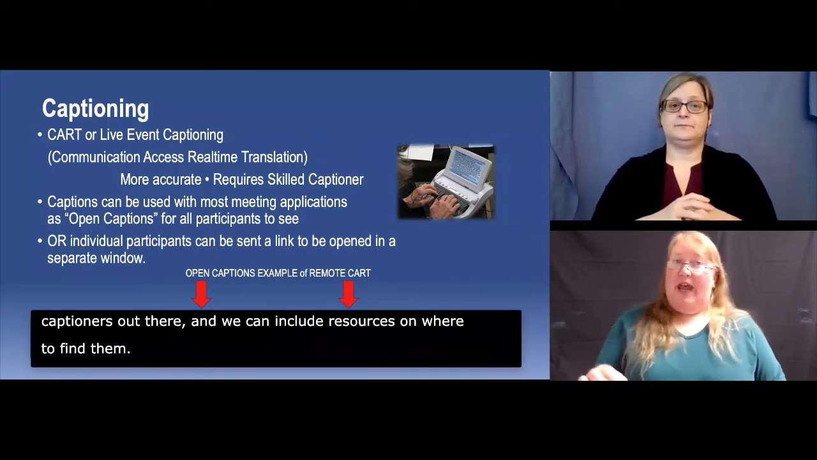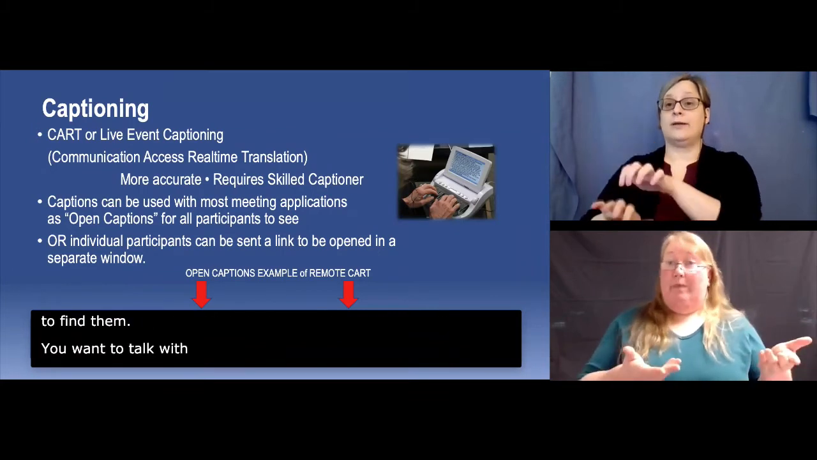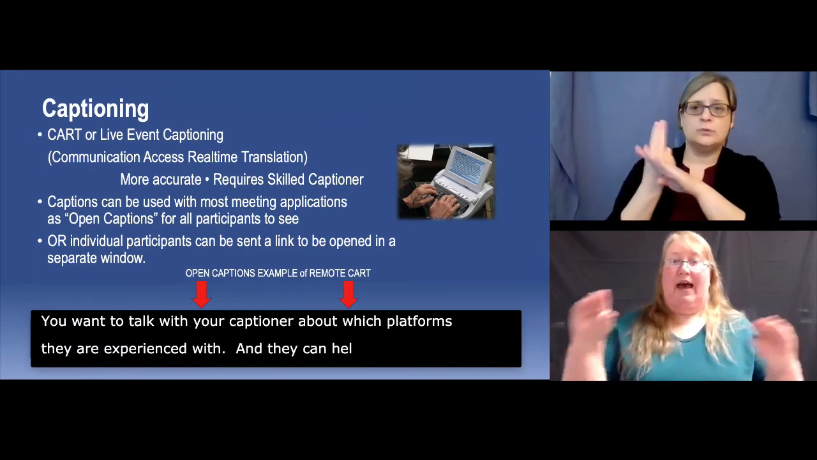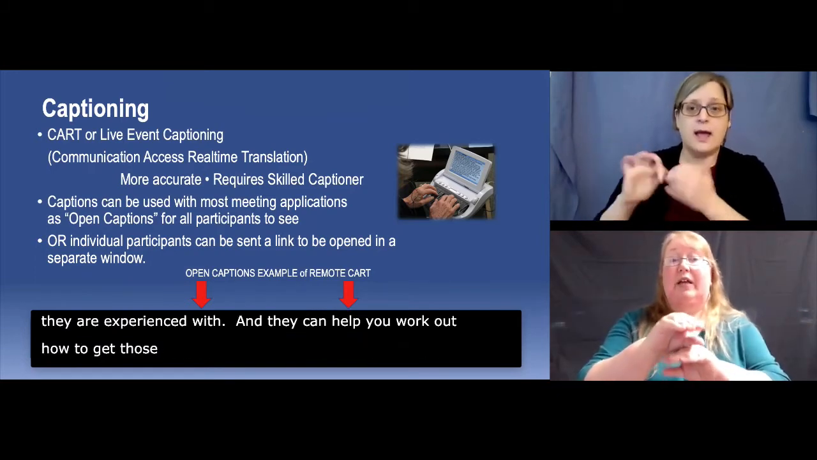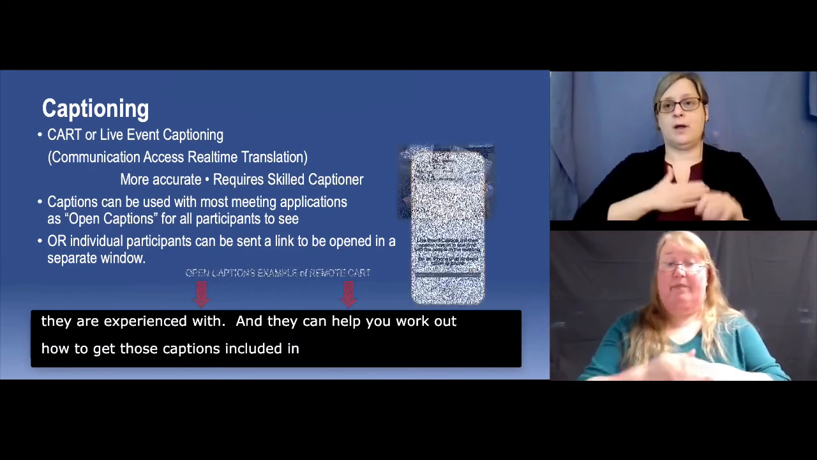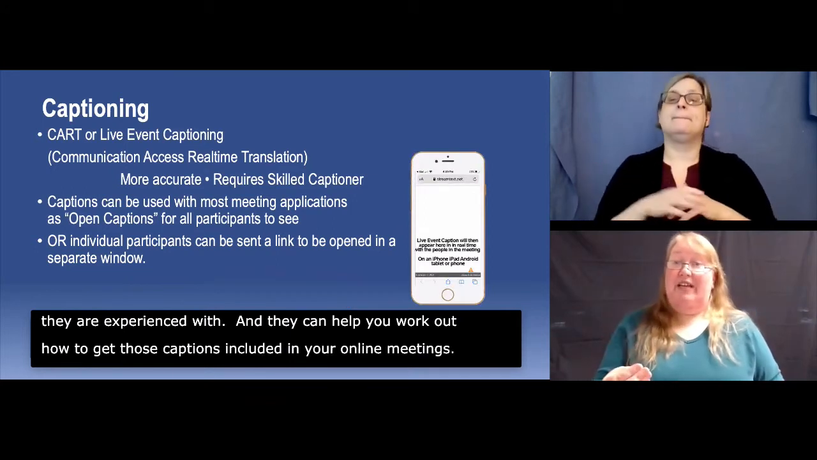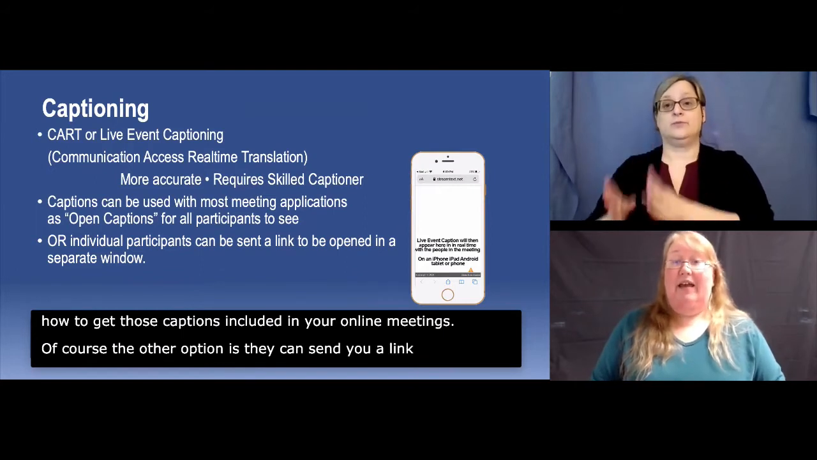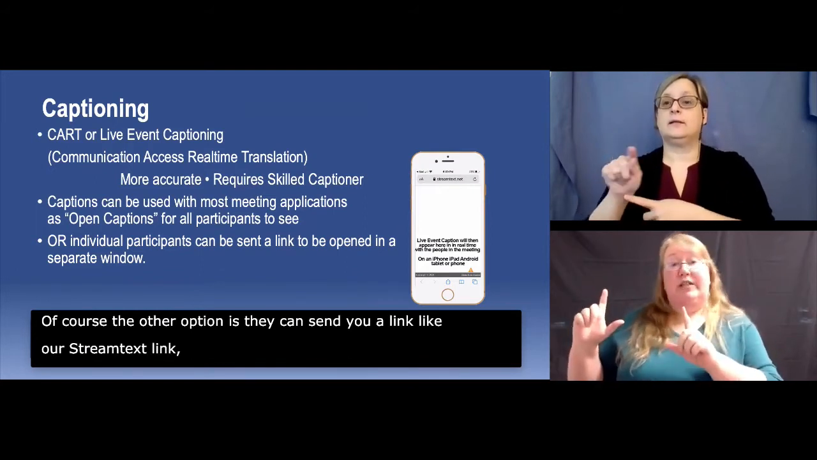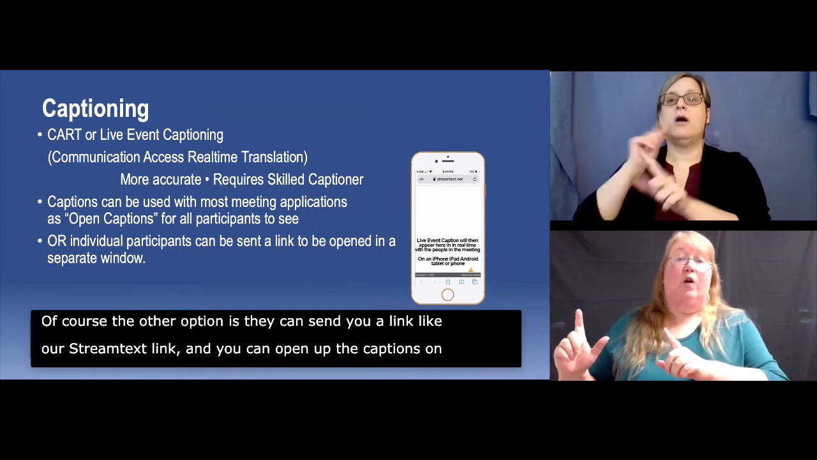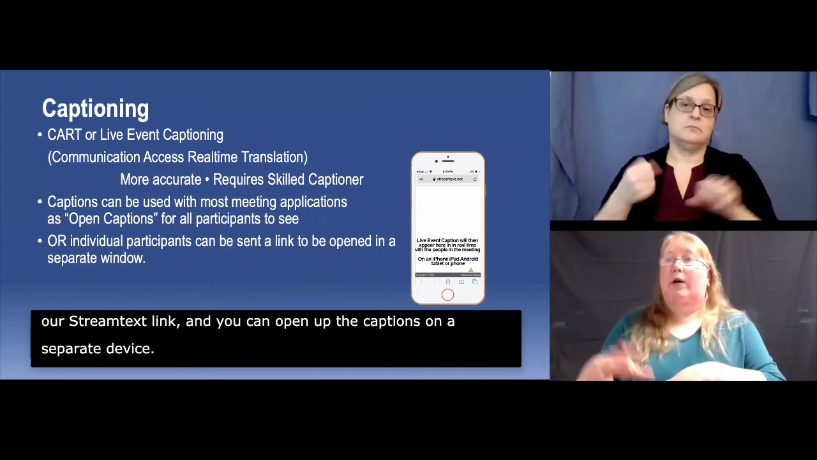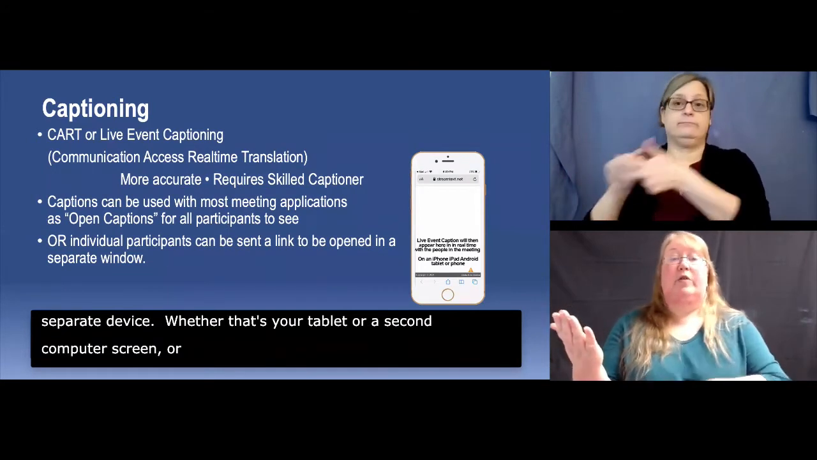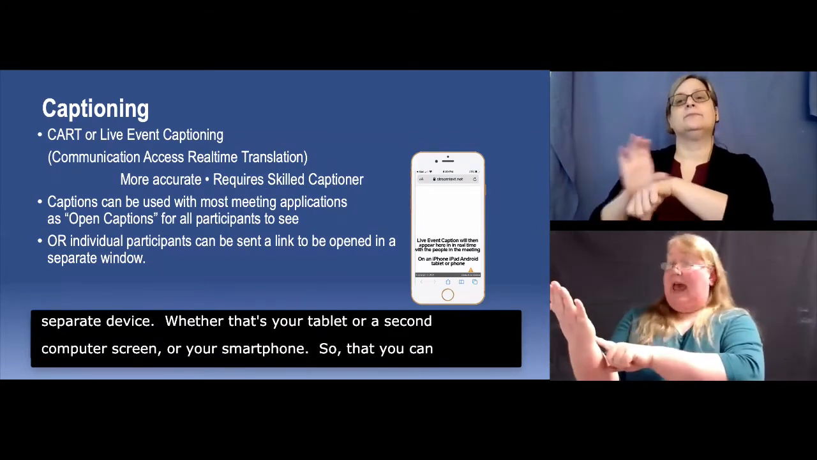You want to talk with your captioner about which platforms they're experienced with, and they can help you work out how to get those captions included in your online meetings. Of course, the other option is they can send you a link like our stream text link, and you can open up the captions on a separate device, whether that's your tablet or a second computer screen or your smartphone, so that you can have your meeting and then your captions.